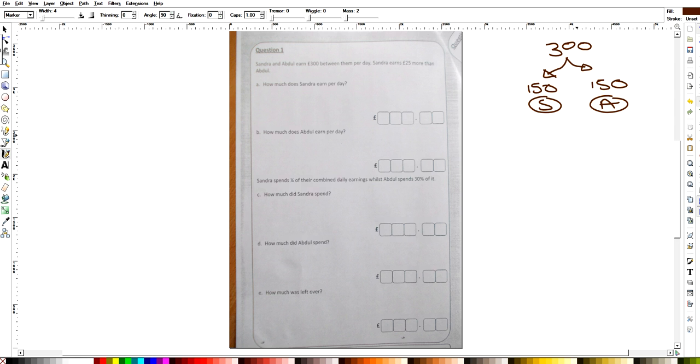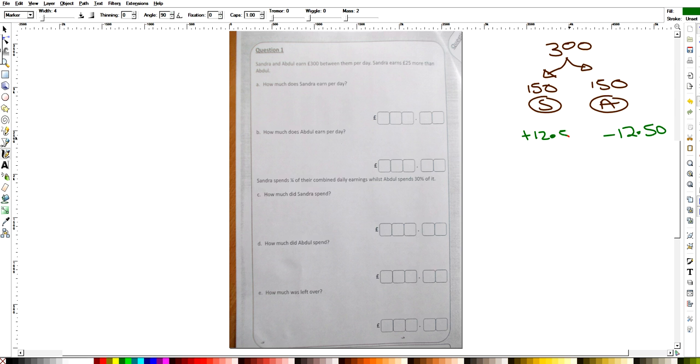Okay, how much does Sandra get more than Abdul? £25. To make Sandra's £25 more than Abdul's, what do we need to do? We need to minus, we need to minus how much? £12.50. No, you don't minus £25. I'll show you why in a second. It's half of £25.